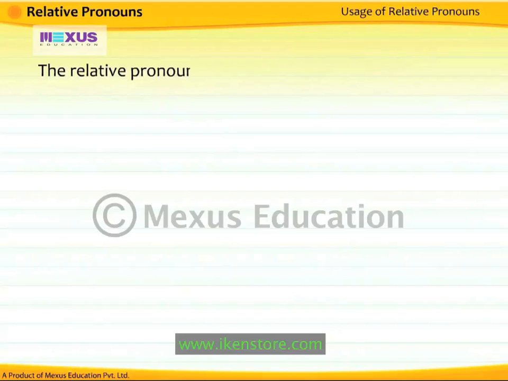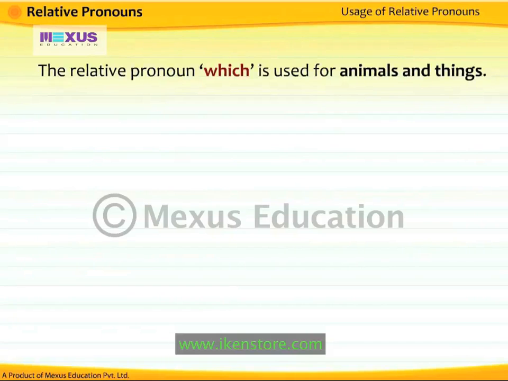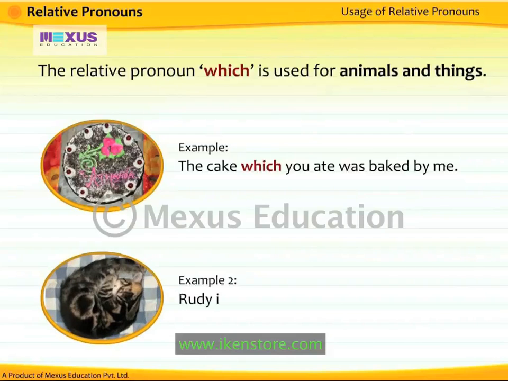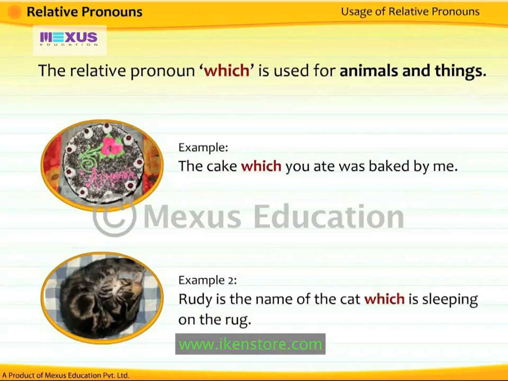The relative pronoun which is used for animals and things. The cake which you ate was baked by me. Which refers to a thing, cake. Rudy is the name of the cat which is sleeping on the rug. Which refers to an animal, the cat.